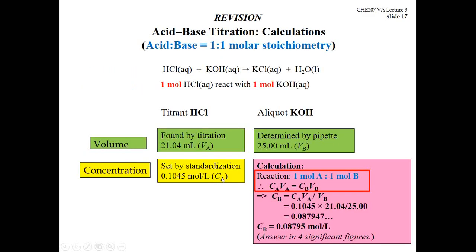If we use the equation concentration of acid times volume of acid equal to concentration of base times volume of base. The reaction here is 1 mole of acid, 1 mole of base. So we can use this equation. We rearrange it for concentration of the base, and we have the same answer as the previous method.